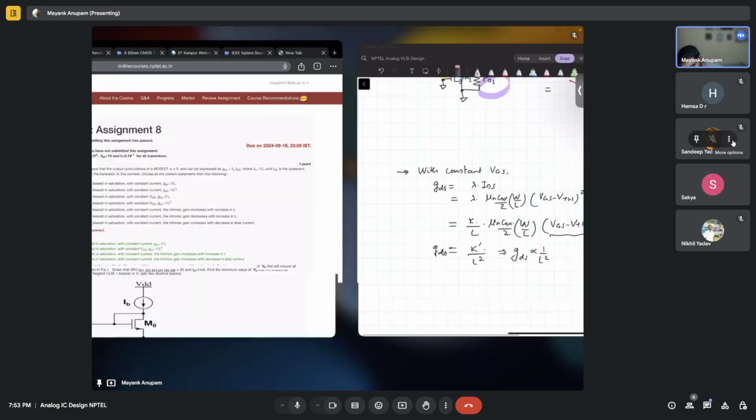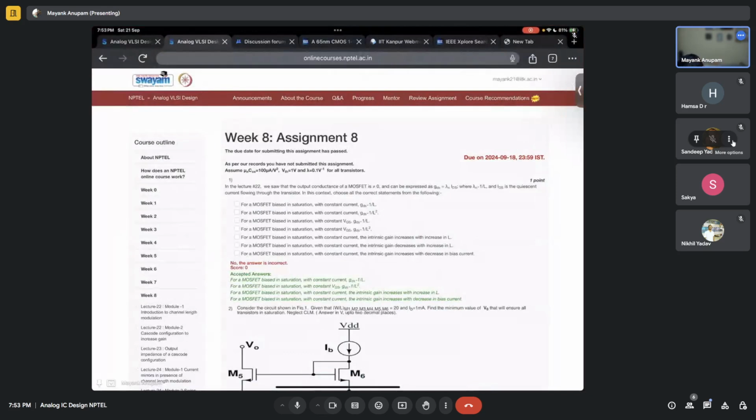And you also had a doubt in the fourth, right? No, it is the same. The third and fourth are the same.